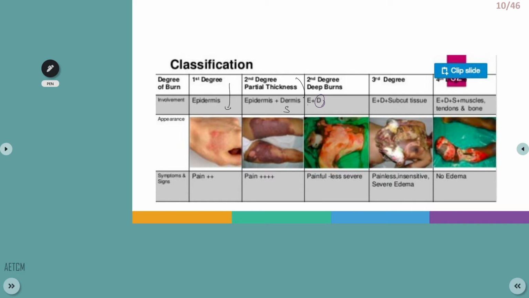And third degree burns involve the epidermis, dermis, and subcutaneous tissue. Fourth degree means it will involve the epidermis, dermis, subcutaneous tissue, muscles, tendons, bones, everything. Pain will be present only up to the superficial dermis. After that, the pain also comes down, and the prognosis is also bad.